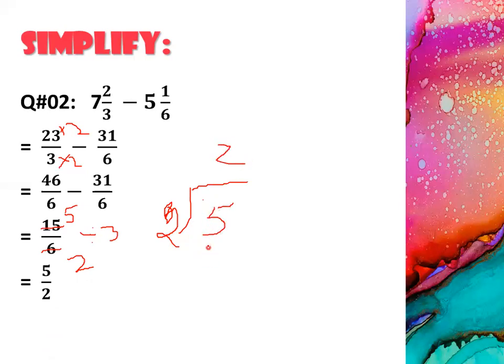2 into 2 will be 4 and 1 will be left here. So this 2 will become your whole number and this remainder will become your numerator. So simply you will write 2 whole 1 upon 2. Students, please keep it in your mind, if you will get an improper fraction at the end, so you have to convert it into the mixed fraction. This is a must. Okay.